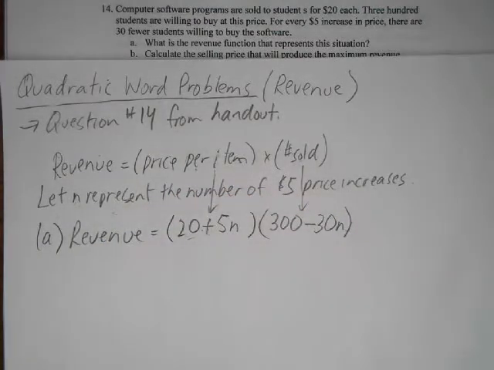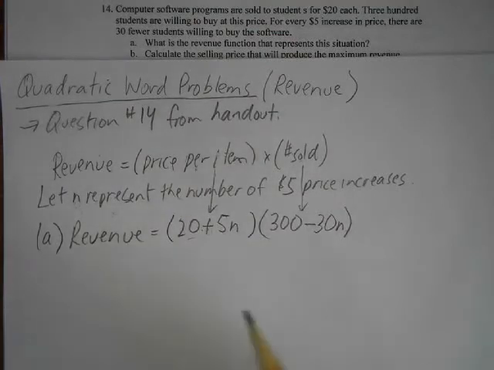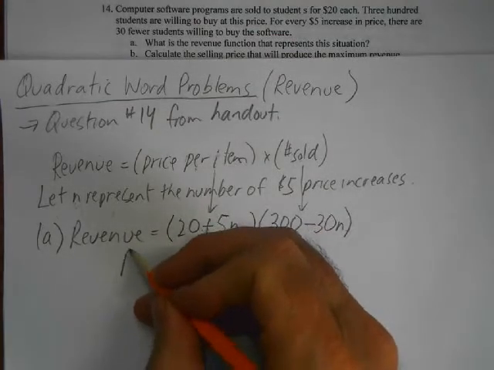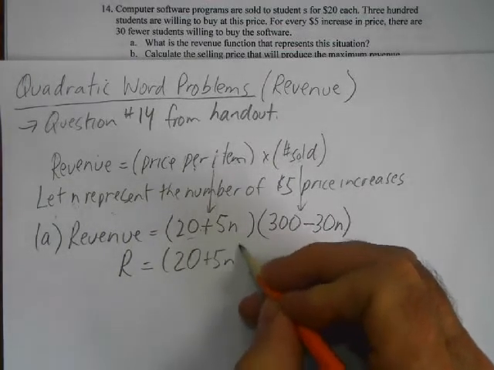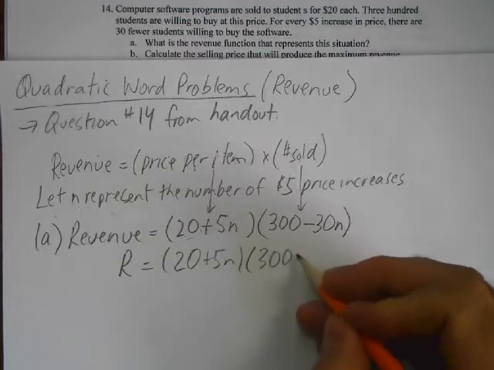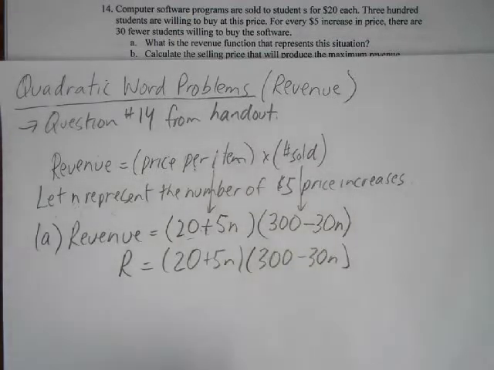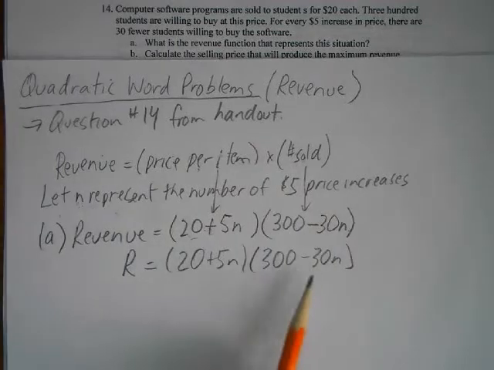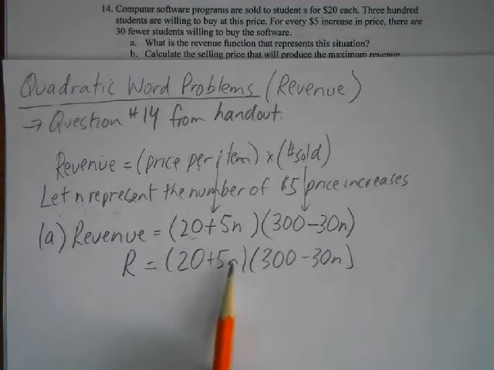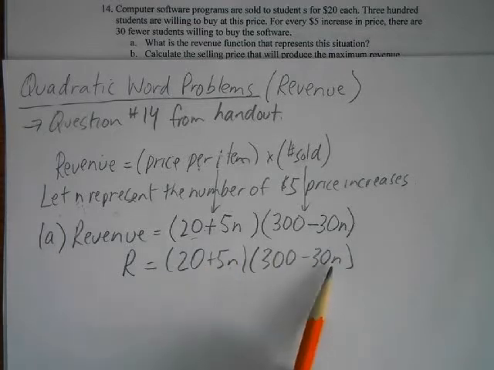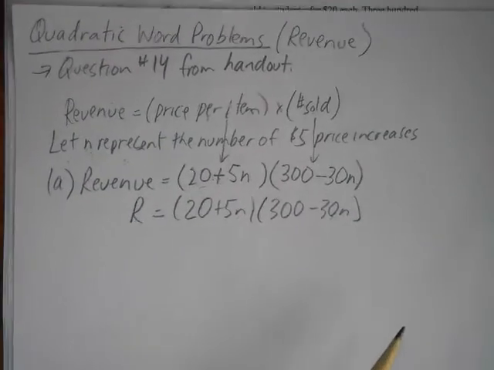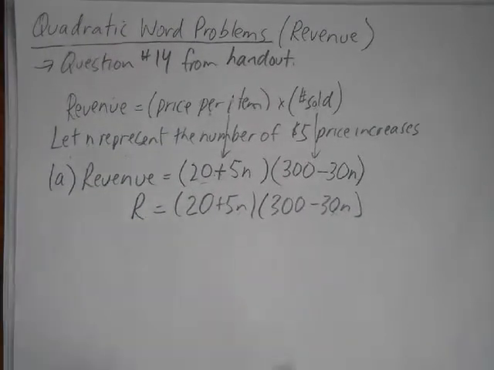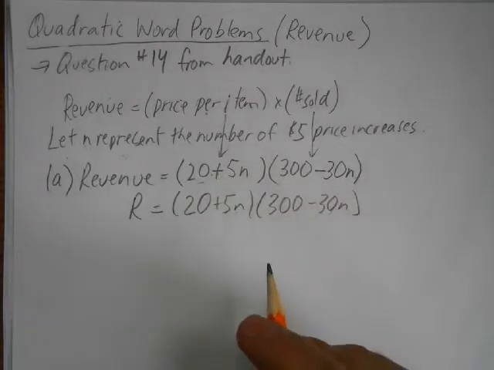I'm going to keep going here. We'll give that value R. Everything else is the same. You can kind of see here that if we actually expanded this, this is like a FOIL, we will get an n squared term. So that's good news because this is actually a quadratic model now, and that's why this type of question is in the quadratic unit. So it's a good application for that.